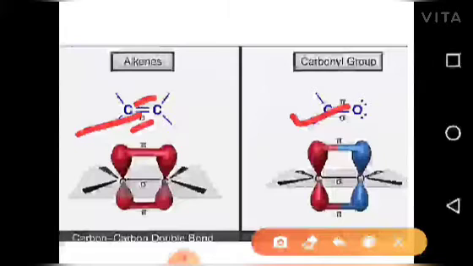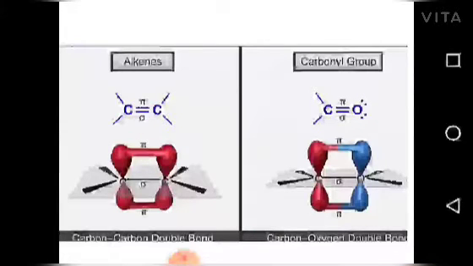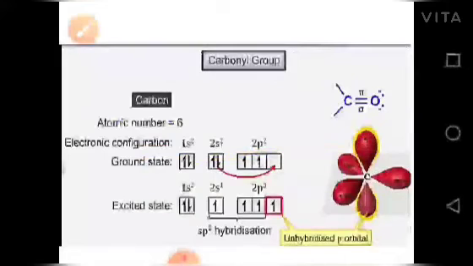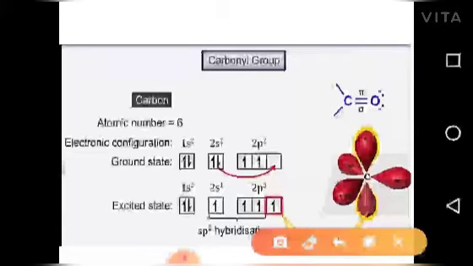The carbon atom in the carbonyl group undergoes sp2 hybridization. You can see here sp2 hybridization. In its excited state, one out of 3 p orbitals is left out. See here, this is the 1 p orbital. From 3 p orbitals, it will be left.